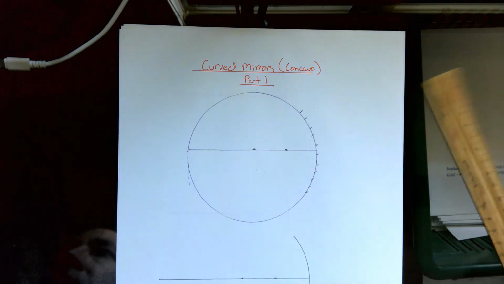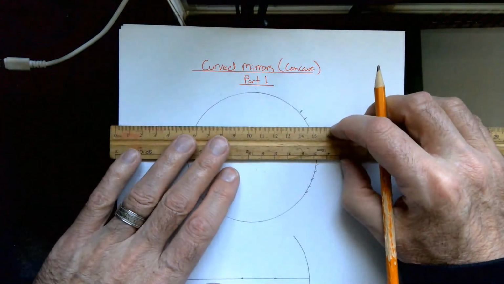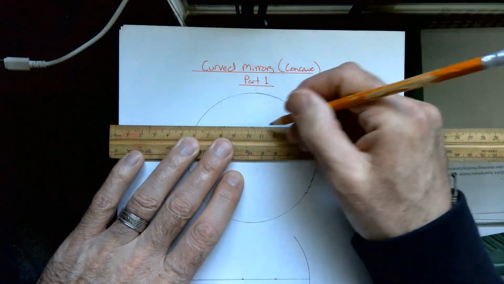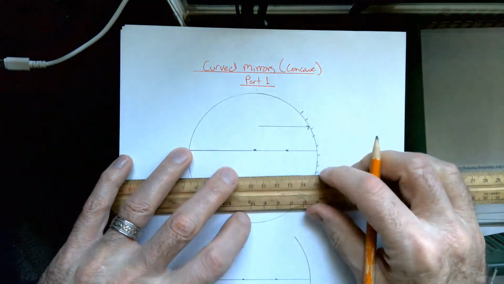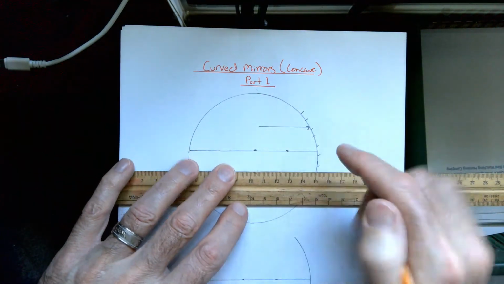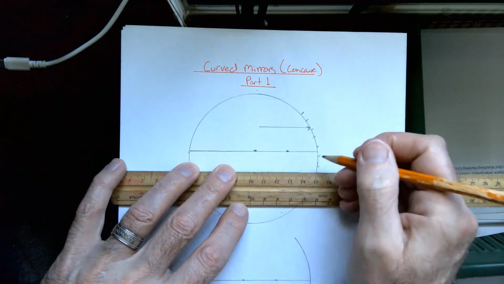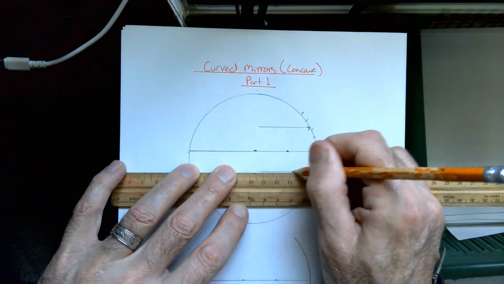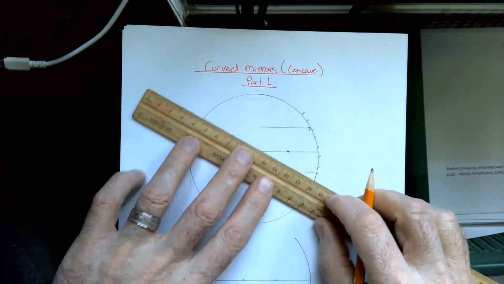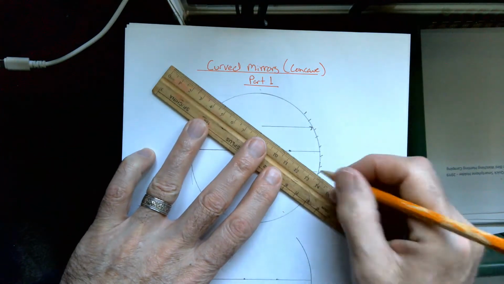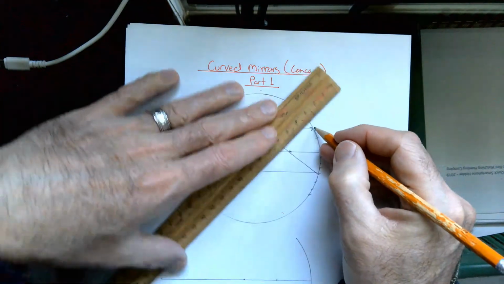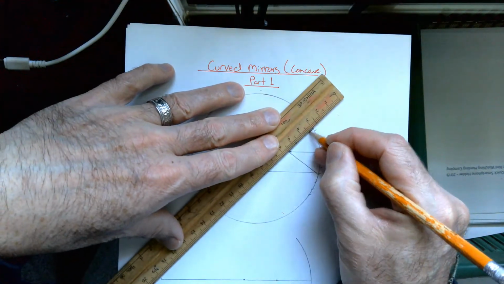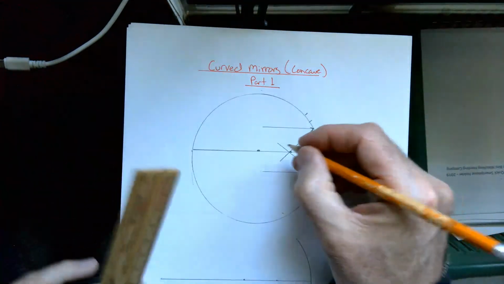Now the focal point is important because if we shine rays of light parallel to the principal axis, this here is what we call the principal axis, and they hit this mirror, we know that light is going to reflect back through the focal point. So the light will reflect back through the focal point.